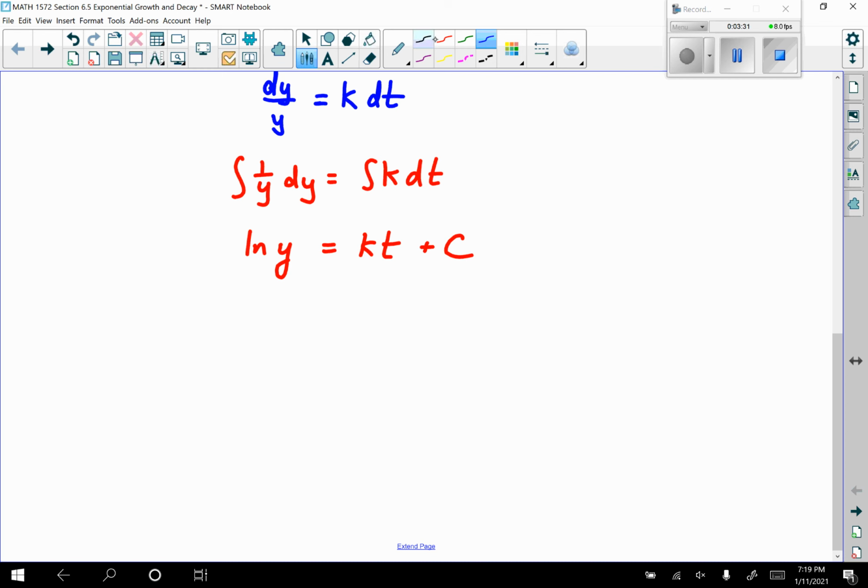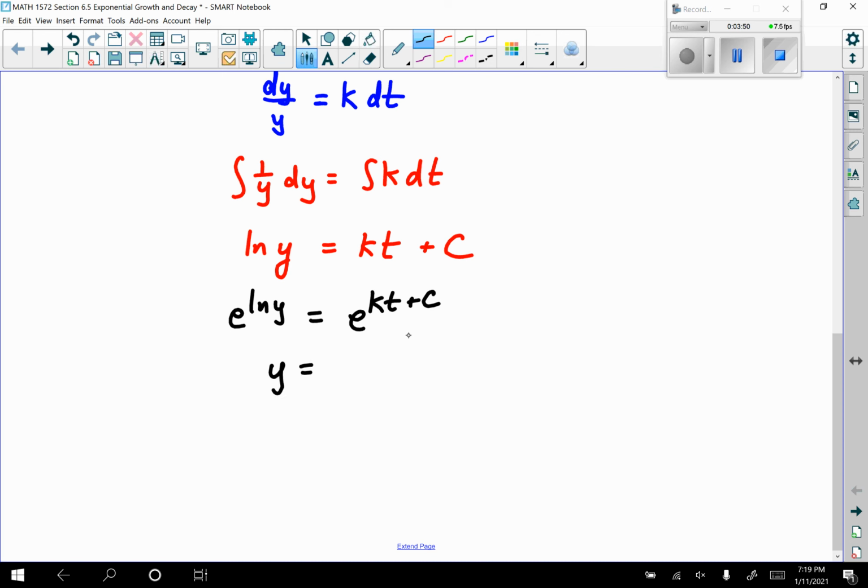So I'm going to use a base of e. So we'll have e to the natural log of y is going to equal e to the kt plus c. All of that's the exponent. So e to the natural log of y, we saw this in the last couple sections, is just going to cancel out because e and natural log are inverses, so we're just going to have y.